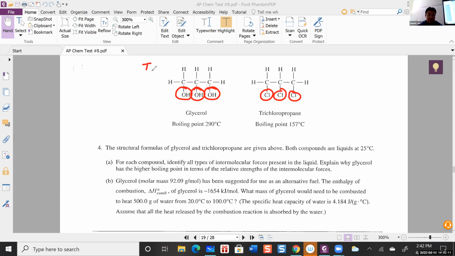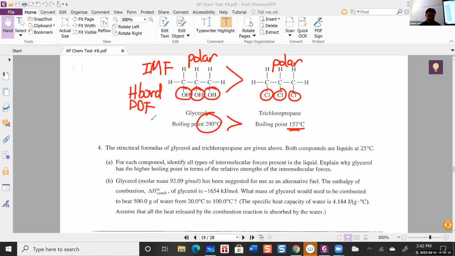So you know that the intermolecular force for glycerol must be stronger, and that's why it has a higher boiling point. That's totally true, right? Both are polar because both are asymmetrical, but glycerol exhibits hydrogen bonding. It also has dipole-dipole forces and London dispersion, but the most significant one is hydrogen bonding. The other one has dipole-dipole forces and London dispersion, and overall has weaker intermolecular forces than glycerol. So we already know this. The boiling point verified that this is indeed correct.